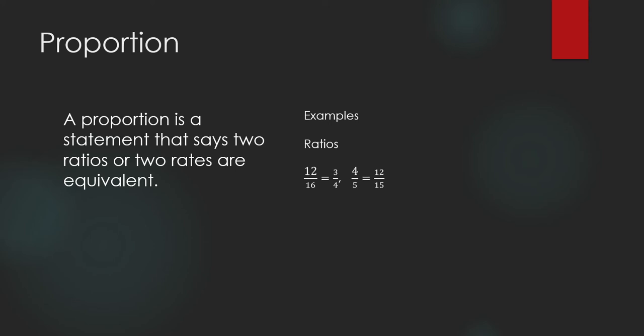12 over 16 is equal to 3 over 4. 4 over 5 is equal to 12 over 15. So here we are comparing two ratios. We can also compare two rates. For example, 5 liters over 200 pesos is equal to 7 liters over 280 pesos. So you might see something like this when you are buying gasoline.